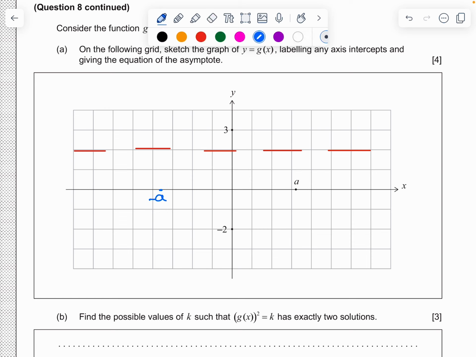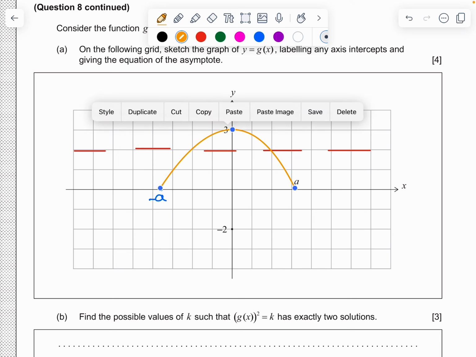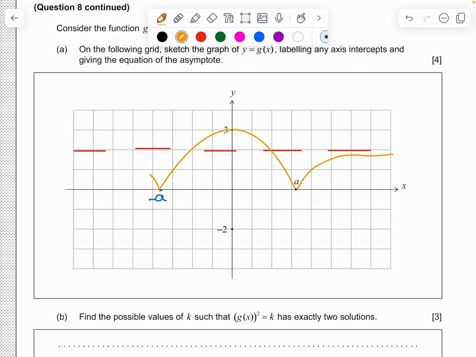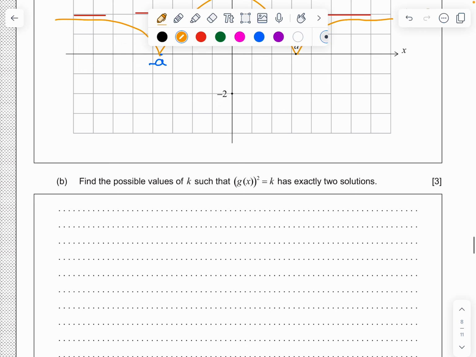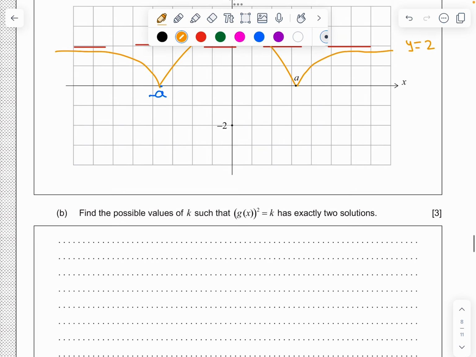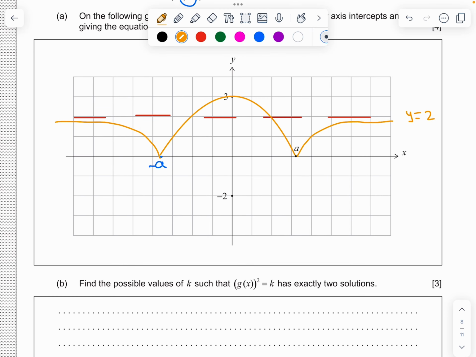So now I am going to draw a curve with amplitude at 3. Then this becomes an asymptote over there, and it gets an asymptote over there for y equals 2. Find the possible values of k for which g of x whole square equals k has two solutions. So we know that this value is 2 and this value is 3. If at all I draw any line between 2 to 3, it will have two solutions.